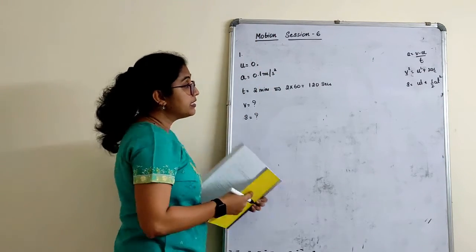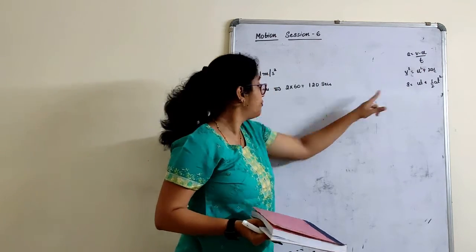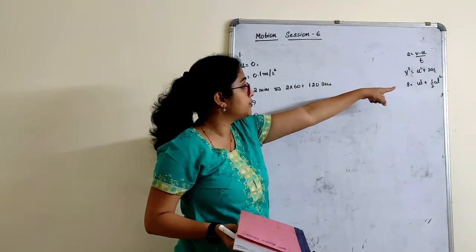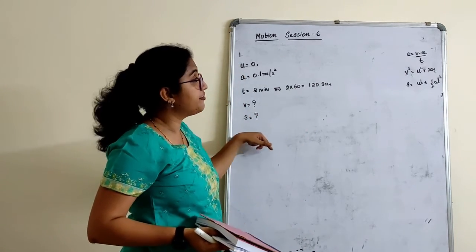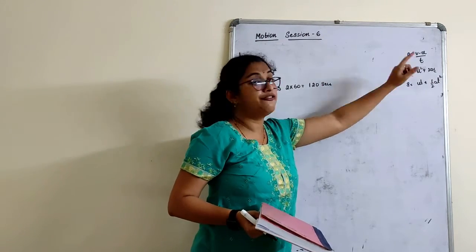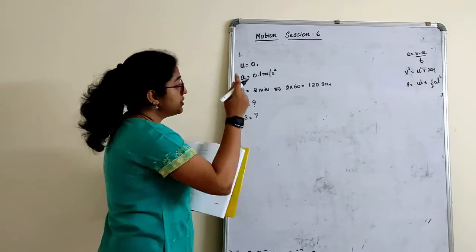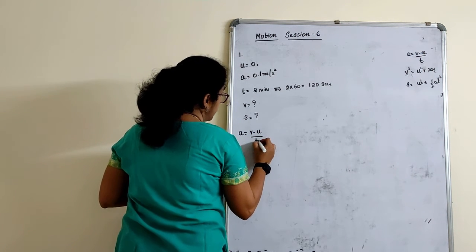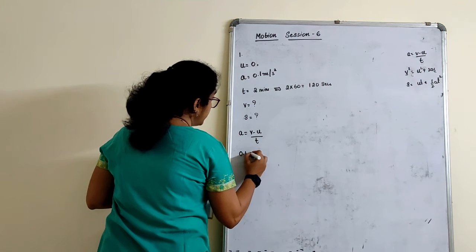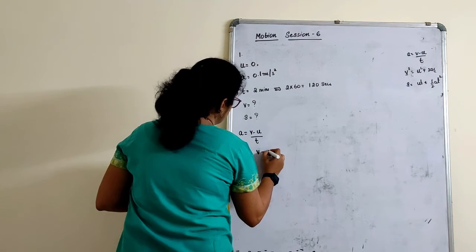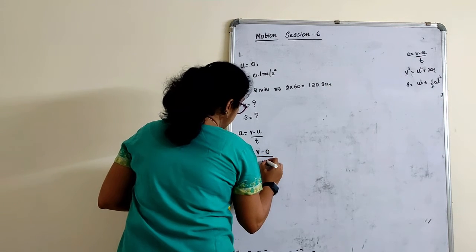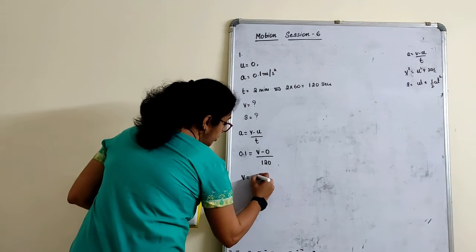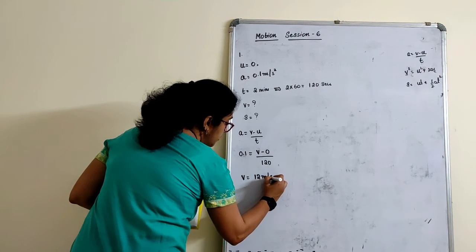Let me go with the first one. You can also use this formula directly to find S first here, because you know U, it is 0. You know T, it is 120. Using that you can find S. After finding S, you can directly apply this formula and find V. Up to you. I will choose the first one. So A is equal to V minus U by T. So A is 0.1. V is, we have to find, minus 0 divided by 120. So V is equal to 120 into 0.1 is 12 meters per second.